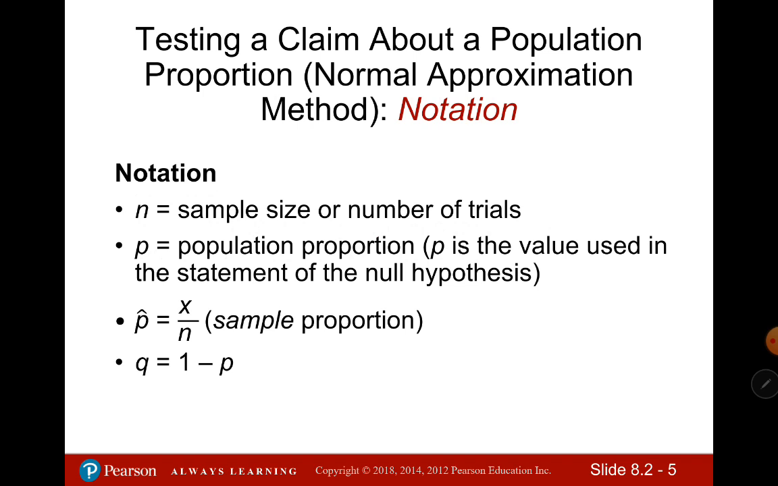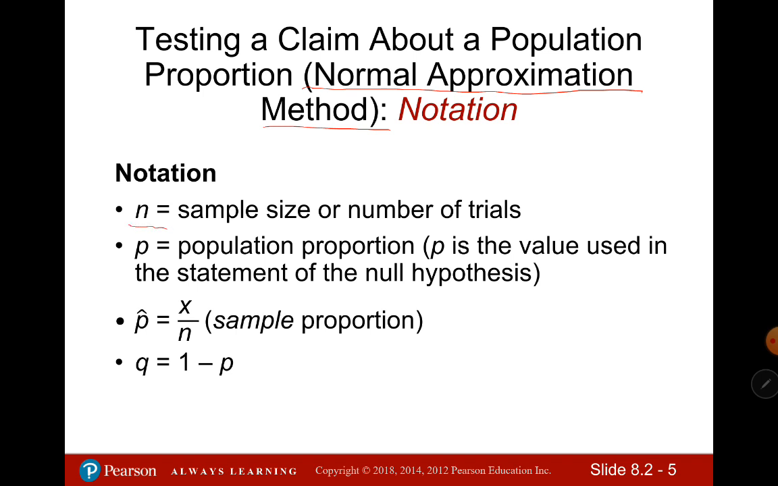So when we talk about the population proportion, we are actually talking about the binomial distribution. And the first method we're going to learn here is based on the normal approximation method. So let's check notation first.